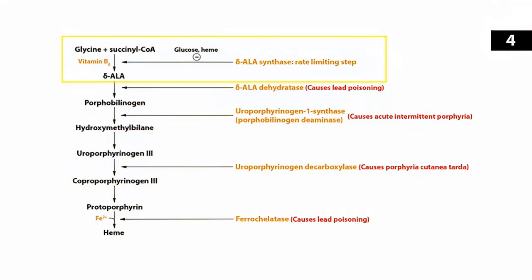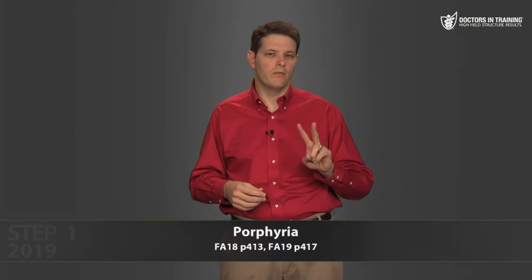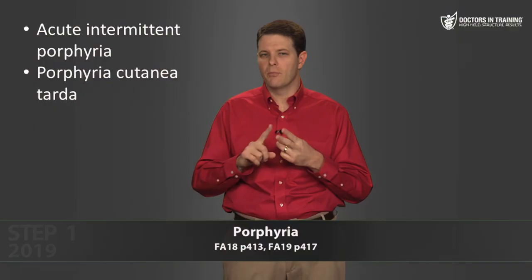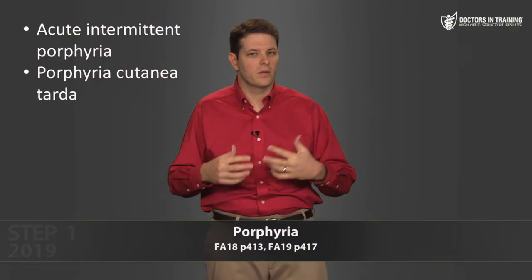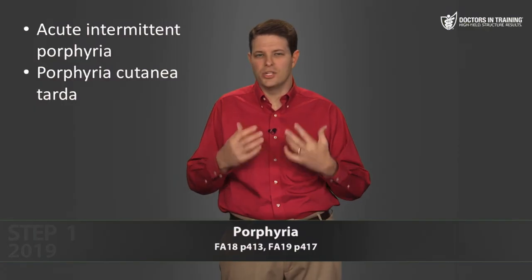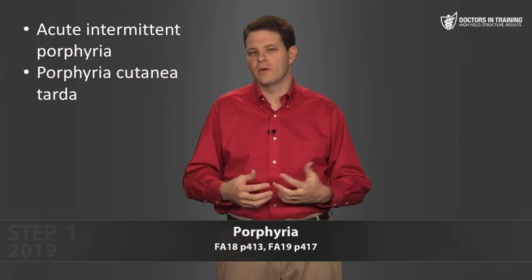And then vitamin B6 is required for that step. Number 2, you don't need to know every enzyme and every step in this heme synthesis pathway, but you should know which steps are defective in porphyria and also in lead poisoning. Now, there are several different types of porphyria. We're just going to focus on 2 of them, acute intermittent porphyria and porphyria cutanea tarda. You need to be familiar with both of these because they're caused by enzyme defects at 2 different steps. So let's talk about acute intermittent porphyria first.